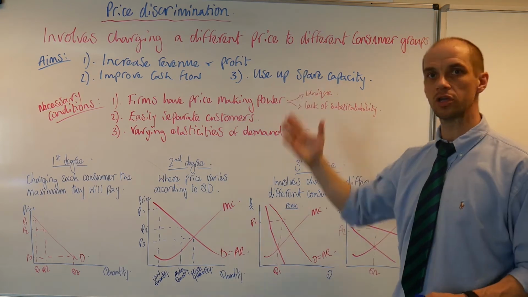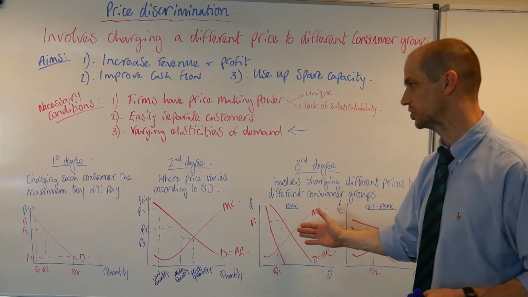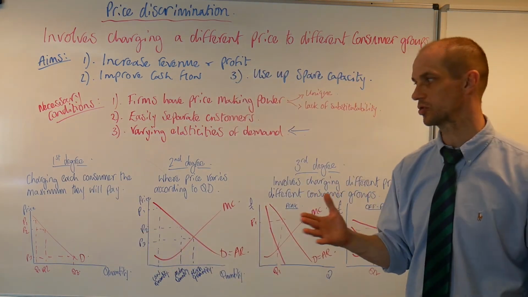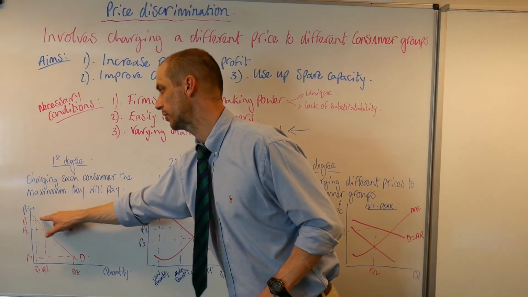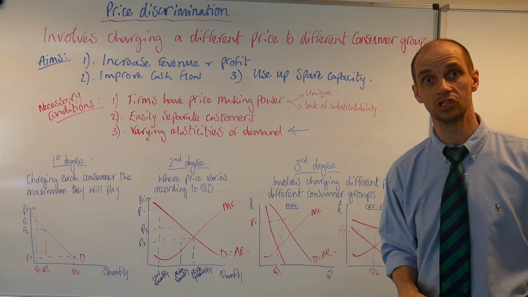So there's lots of arguments that you can use both ways here. That it can exploit some consumers, and certainly first degree price discrimination is not very nice for this consumer on P1Q1, but certainly some consumers can benefit.